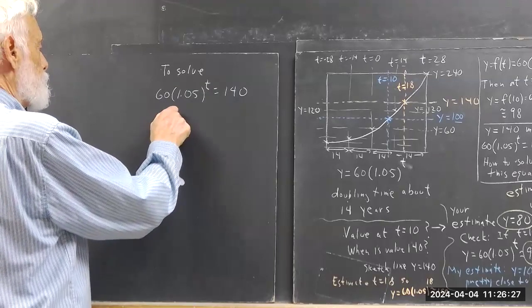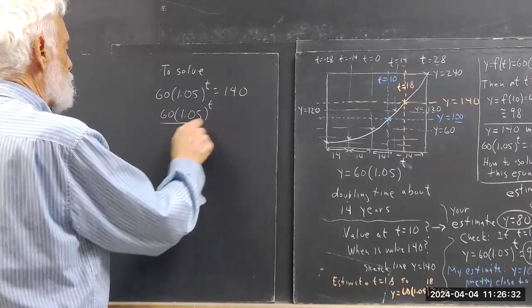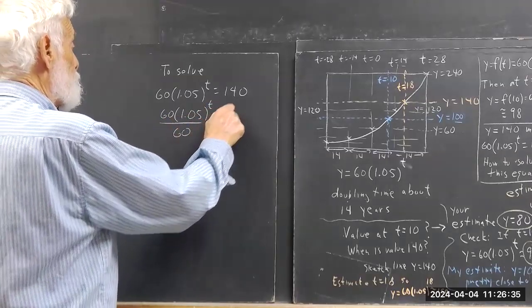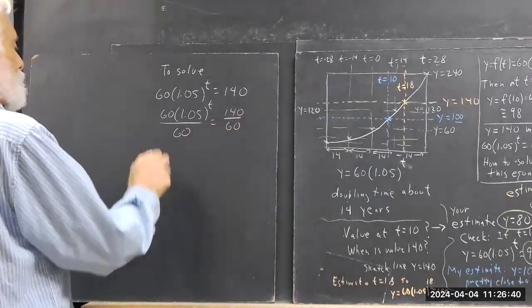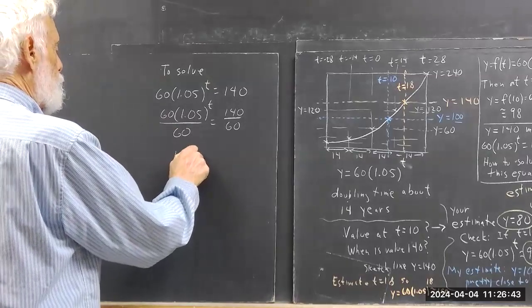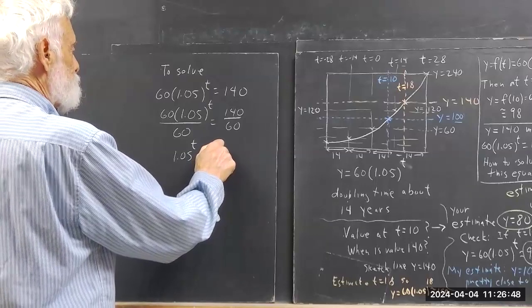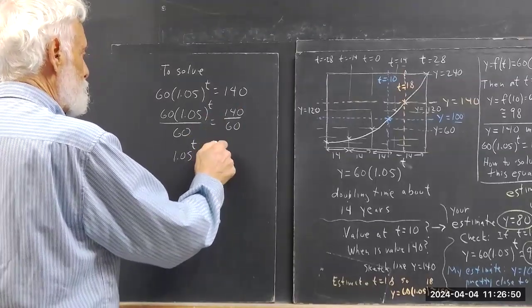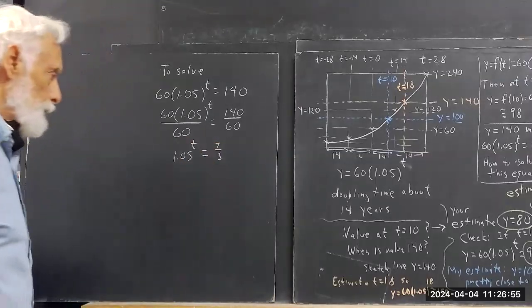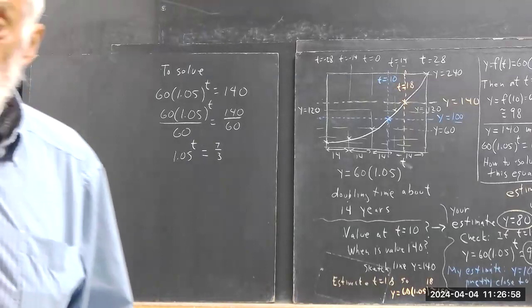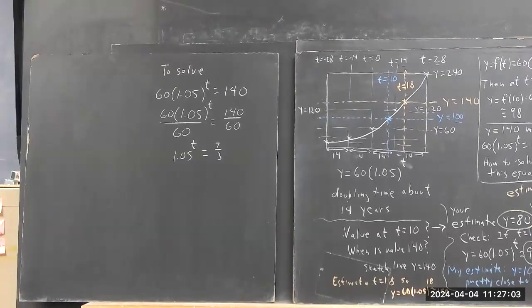first of all, we do 60 times 1.05 to the t divided by 60 equals 140 divided by 60. Well, this gives us 1.05 to the t equals 7/3. So let's keep that in the form 7/3. Okay, everybody understand how that comes about? That's very simple.